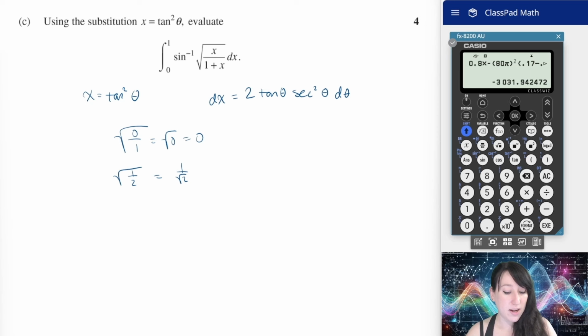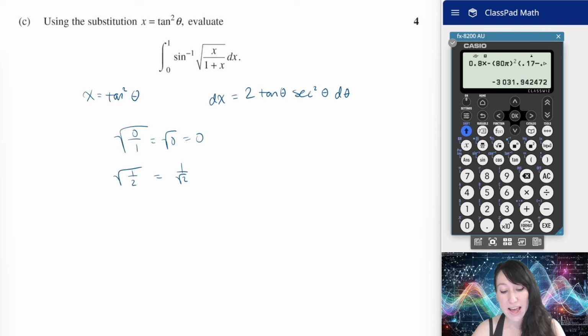So if the inputs to sine inverse are going through from 0 to 1 over root 2, then sine inverse is producing angles from 0 to pi over 4. Remember, the range for sine inverse is negative pi over 2 to pi over 2.